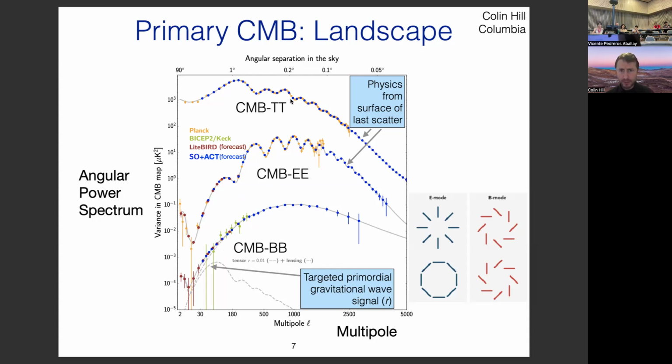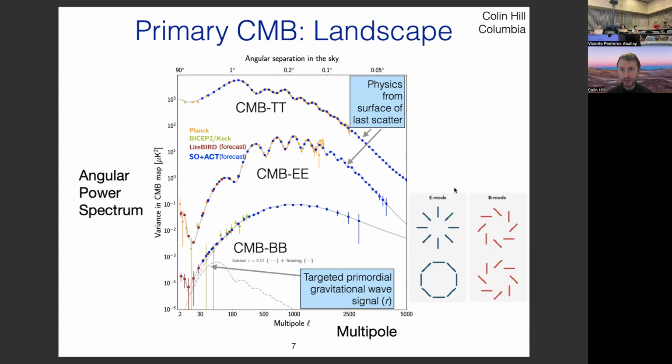So Planck, of course, is a beautiful experiment for measuring the temperature anisotropies. I showed you the map a few slides ago. In particular, it's basically an ideal experiment for measuring CMB temperature anisotropies up to angular scales of order 5 arcminutes or so, which is L of 2000. And what we're doing from the ground with experiments like ACT and SO is to extend these measurements out into much smaller angular scales, and then also to dramatically improve upon the polarization measurements.